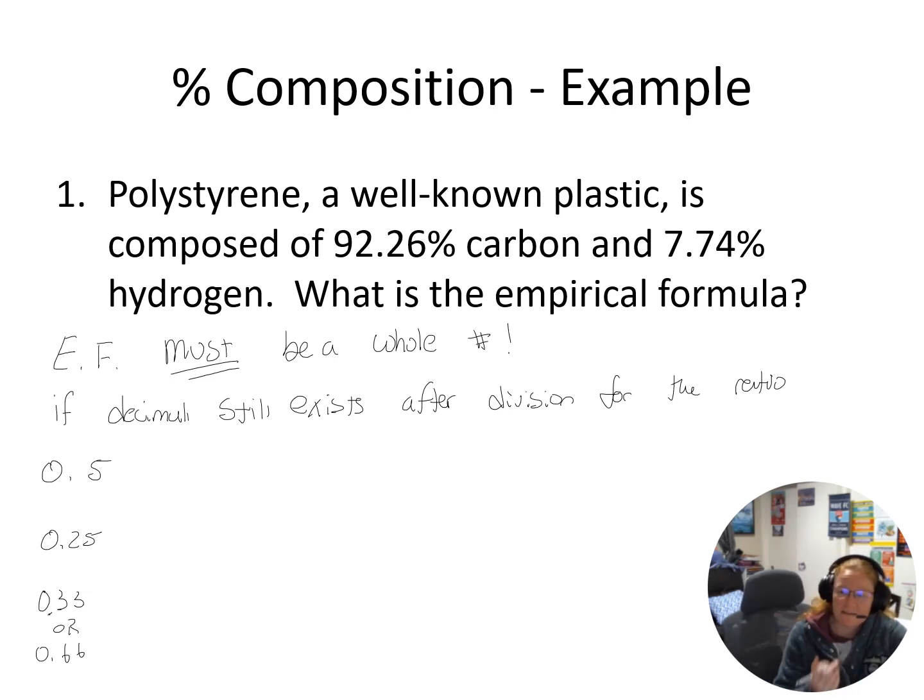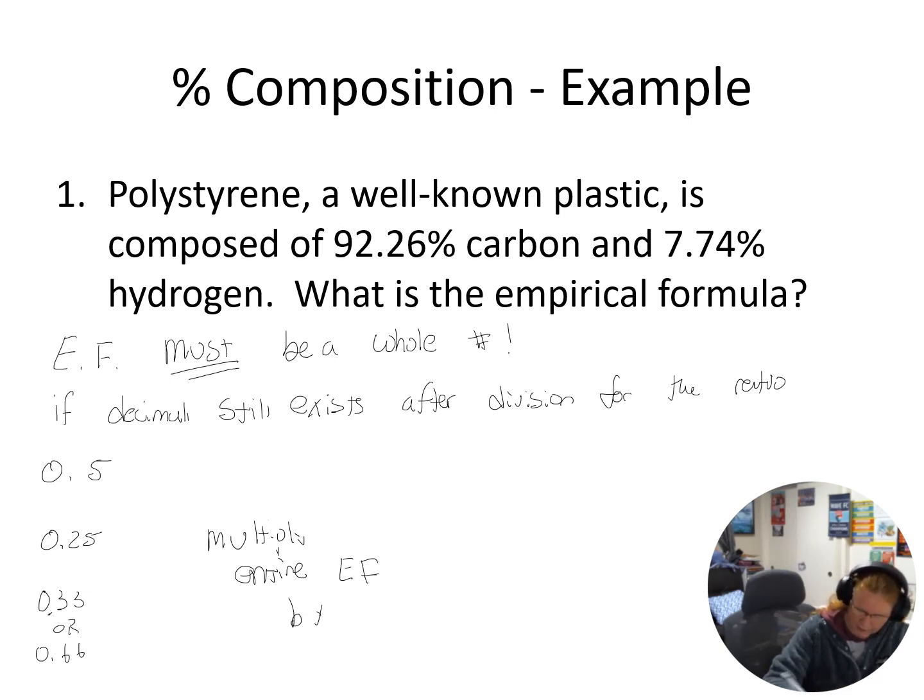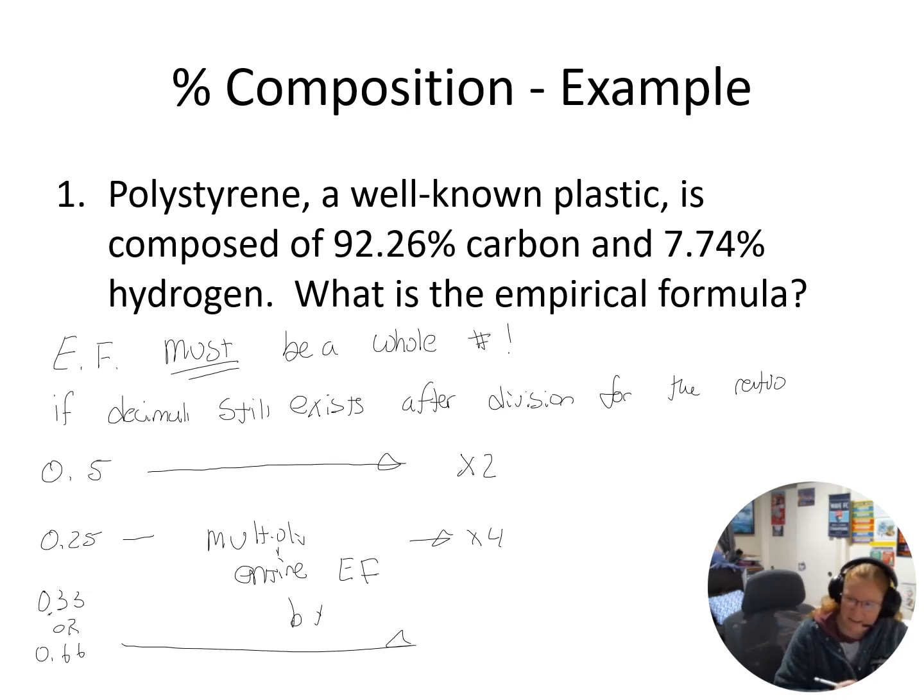What you do is you multiply the entire empirical formula, even the components that don't have a decimal. If it's 0.5, you multiply the entire empirical formula by 2. If it's 0.25, you multiply the entire empirical formula by 4. And if you see 0.33 or 0.66, you multiply the entire empirical formula by 3, okay? So that way we get back to our whole number.